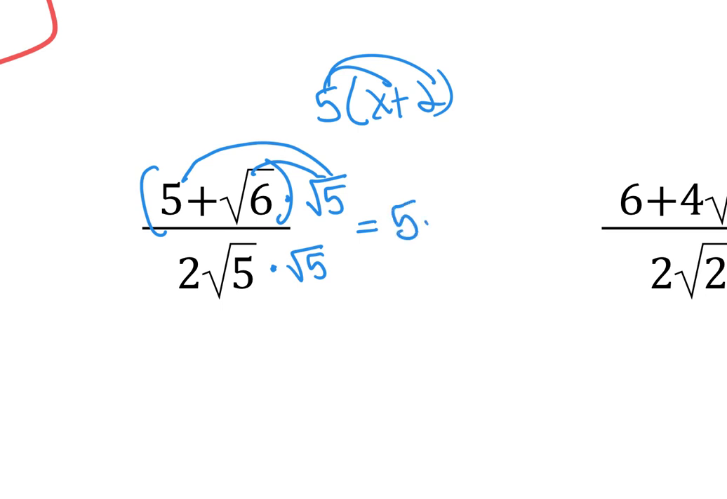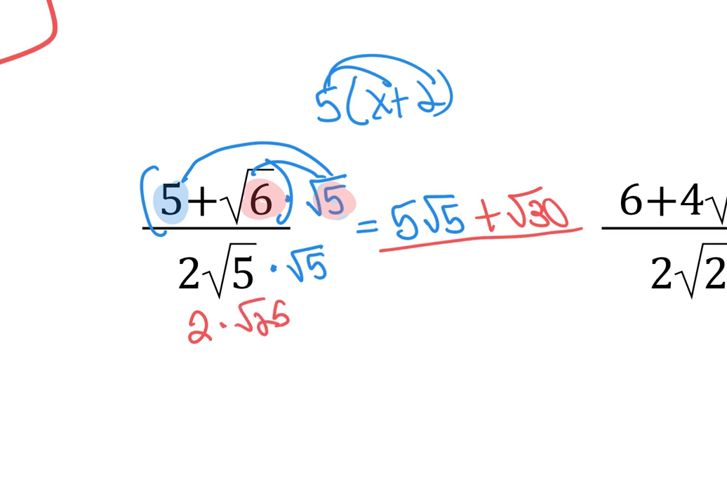That first 5 and the second 5, one's under the radical, one is not. So remember, this 5 is not under the radical, this 5 is, so they stay separate. And then we have the square root of 6 times the square root of 5. They're both under the radical, so we can multiply them together and get the square root of 30. And then in the bottom, we have 2 times square root of 5 times the square root of 5 is the square root of 25. 2 times 5 is 10.